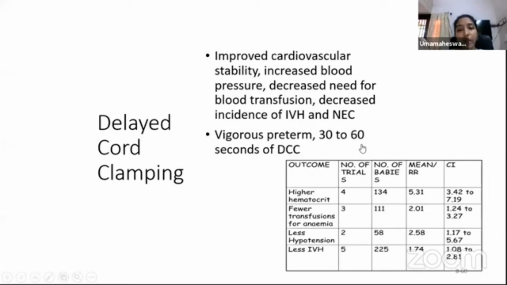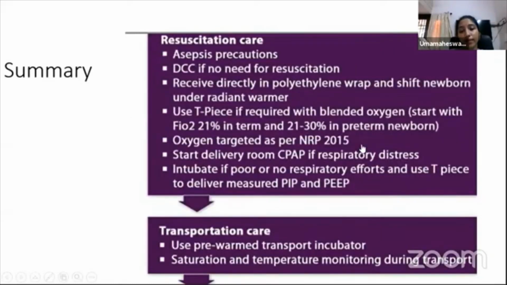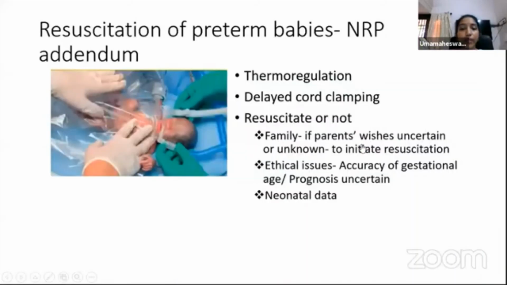Again, delayed cord clamping has been proven beyond doubt in a vigorous preterm neonate also. So you have to do it for 30 to 60 seconds. This is summarizing what we would be doing in a preterm neonate.